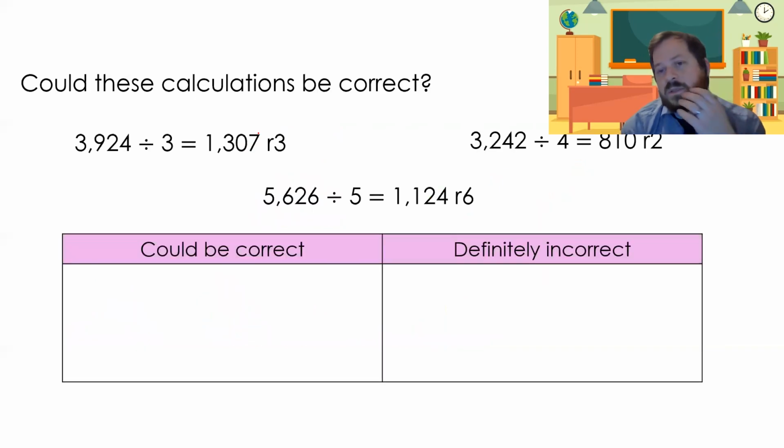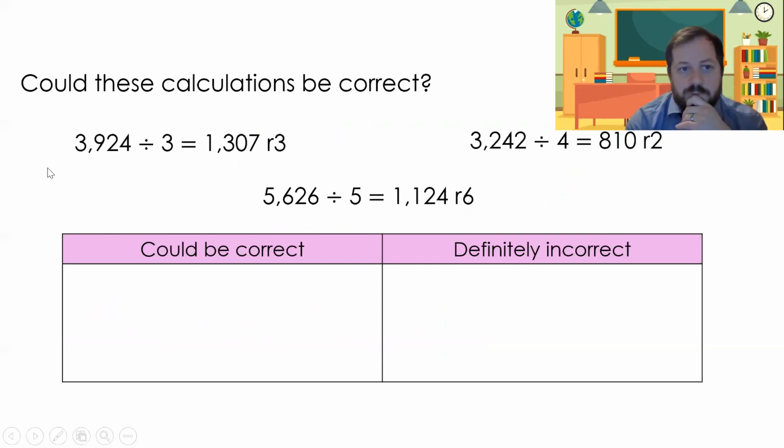So here, we can use this rule to help us. The first one says we've got 3,924 divided by 3 equals 1,307, remainder 3. We've got another one, 5,626 divided by 5, which gives us 1,124 remainder 6. And then we've got 3,242 divided by 4 equals 810 remainder 2. Some of these could be correct, we'd have to work them out. Some of them are definitely wrong. We wouldn't have to go any further to know that. Have a think. Which ones would you place where and why?